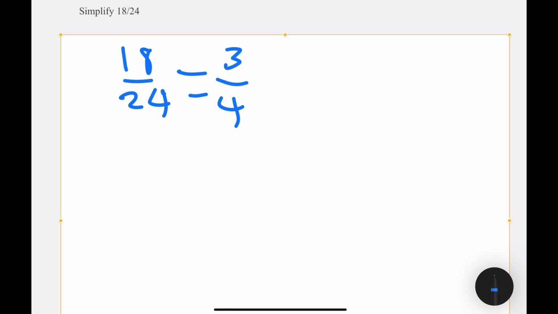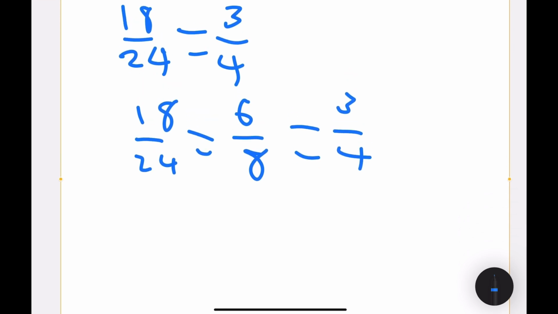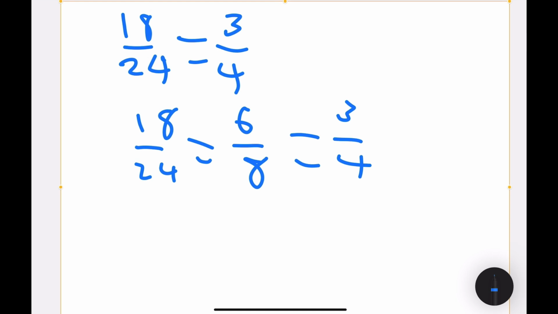However, you could have done it another way. You could have done 18 over 24, and divided both sides by 3, so you'd get 6 over 8, and then you could have divided each side by 2 to get 3 over 4. Whichever way you do it, you need to make sure that in your final answer you cannot simplify it anymore. It doesn't matter which way you do it, as long as you get the final answer.